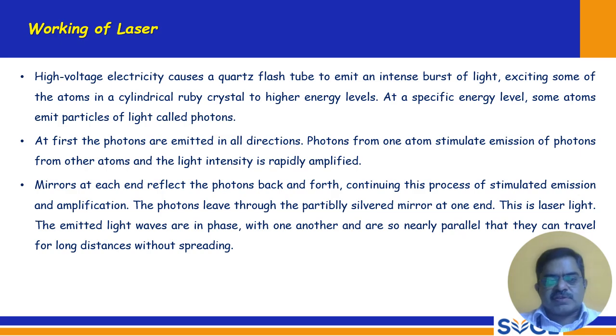At first, the photons are emitted in all directions. Photons from one atom stimulate emissions of photons from other atoms, and the light intensity is rapidly amplified. Mirrors at each end reflect the photons back and forth, continuing this process of stimulated emission and amplification. The photons leave through the partially silvered mirror at one end.